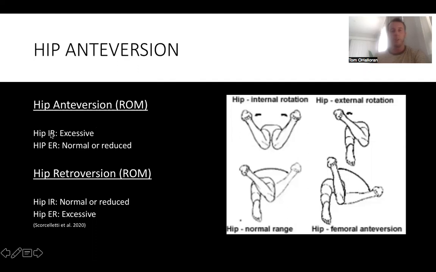So hip anteversion should have excessive hip internal rotation. Often I assess this face up, on the back with the hip at 90 degrees, and rotate that way. Not sure why I do it, but it also gives me insight into FAI as well, whereas it won't give you insight into that FADIR position in prone. So hip internal rotation will be excessive, hip ER might be normal or maybe even a little bit reduced. Hip retroversion will be excessive hip external rotation and then normal or maybe reduced hip internal rotation as well.